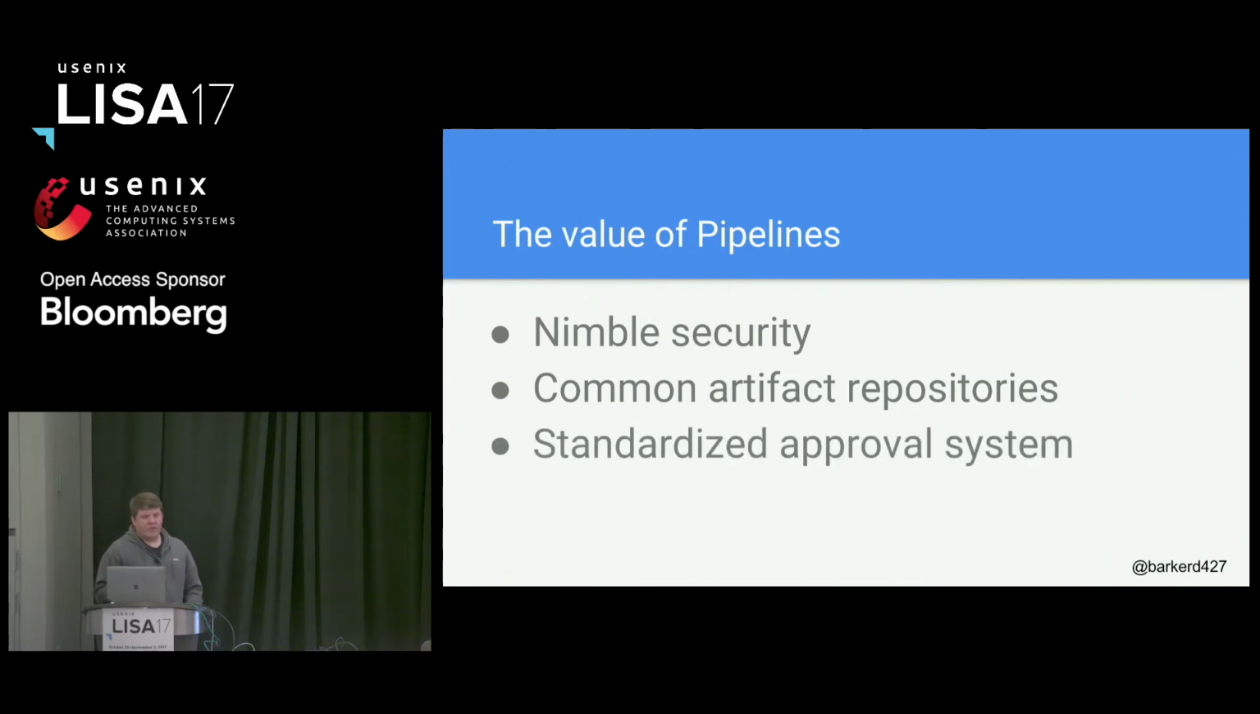So we also gain a standardized approval system through this. As this object, whatever that object is, goes through this pipeline, the common place to approve it is this pipeline. So we don't have 20 different approval systems, or at least the source of truth is this pipeline.